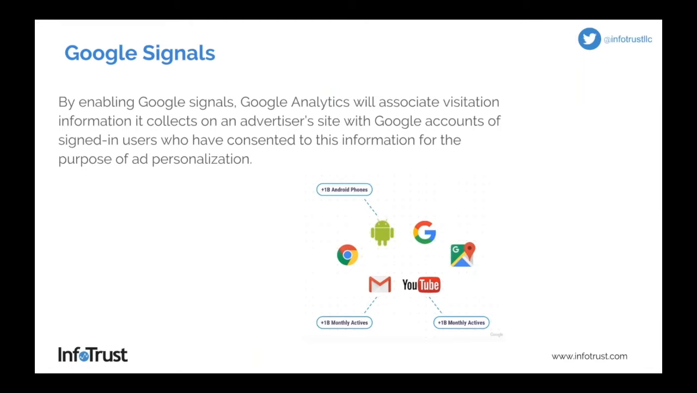Now, one of the next things that you might not have actually noticed is Google introduced what they call Google Signals. So really, the concept behind Google Signals is they're associating visit information to your site with the Google accounts of signed in users who have actually consented to that information. When we're talking about consented to that information, basically it's ad personalization. So within your Google account, you can turn on or off that ad personalization. I think mine by default was set at on, but you can also go in there manually and turn it off.